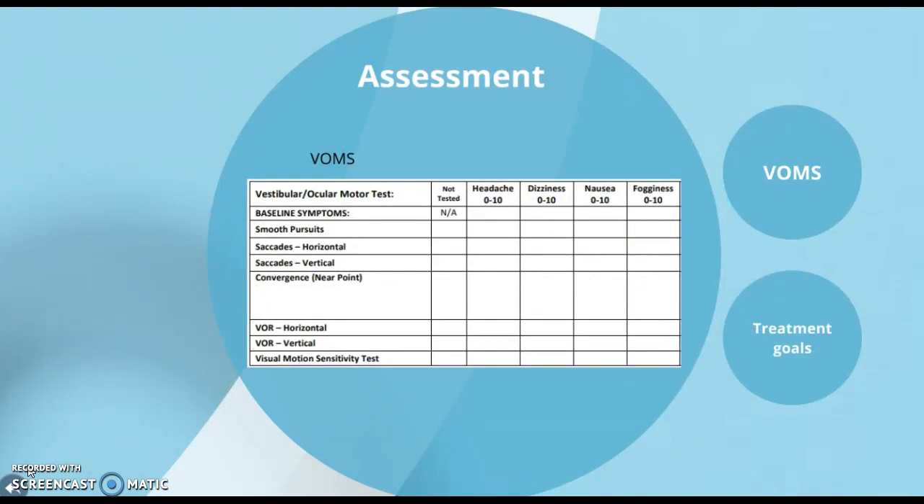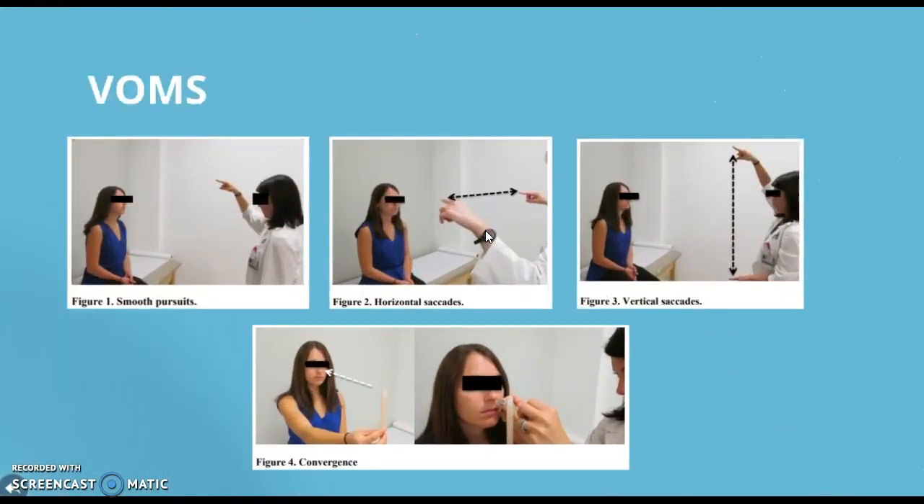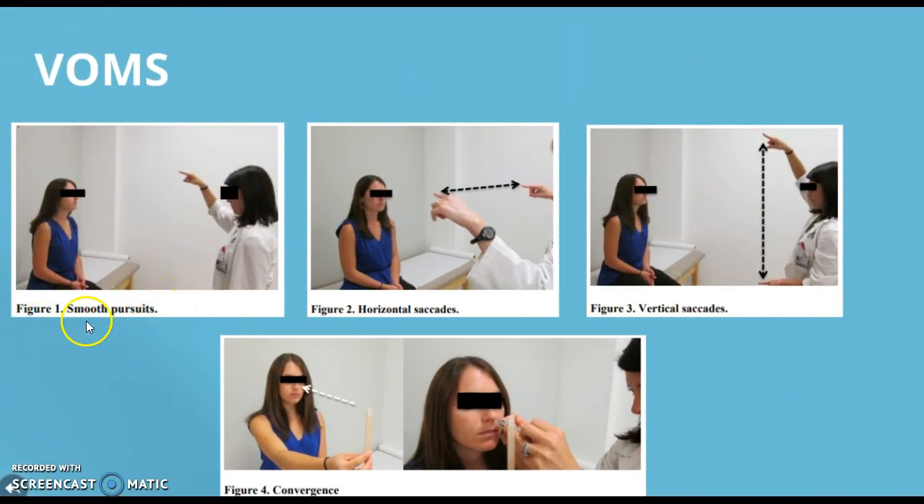As for the assessment, we used the VOMS method, which is the vestibular ocular motor test. After completing each portion of the test, you will ask the patient to scale a headache, dizziness, nausea, or fogginess from 0 to 10. The first exam, which is smooth pursuits: a physician will have the patient follow their finger first in an H position, and then from the top right corner to the bottom left and the top left to the bottom right corner. Things to note here would be if the patient has any sort of astigmatism or just has a problem following the finger without moving their head.